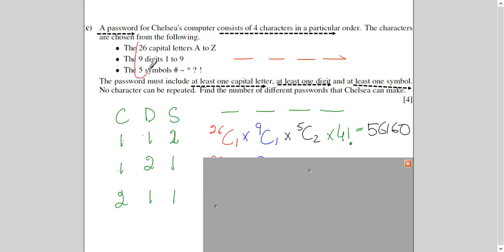Here is the total number written, and based on that, we are writing it. You know why we have written 4 factorial? Now this is where students make mistakes. They just do 26C1 into 9C1 into 5C2. Because we are making a password. Now for example, I have here A7, this character symbol, and I have this symbol.